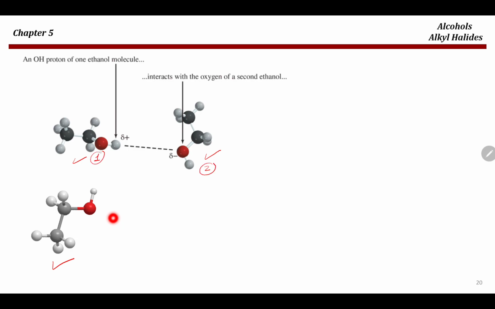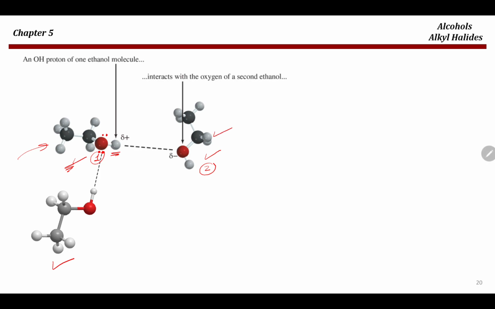However, since we have 2 lone pairs at oxygen, this compound, which is acting as a hydrogen bond donor by donating its hydrogen, can also act as a hydrogen bond acceptor, and it can form an interaction with another molecule. So each alcohol molecule can act as a hydrogen bond donor by donating its hydrogen, and also as a hydrogen bond acceptor by accepting a hydrogen bond from another molecule.